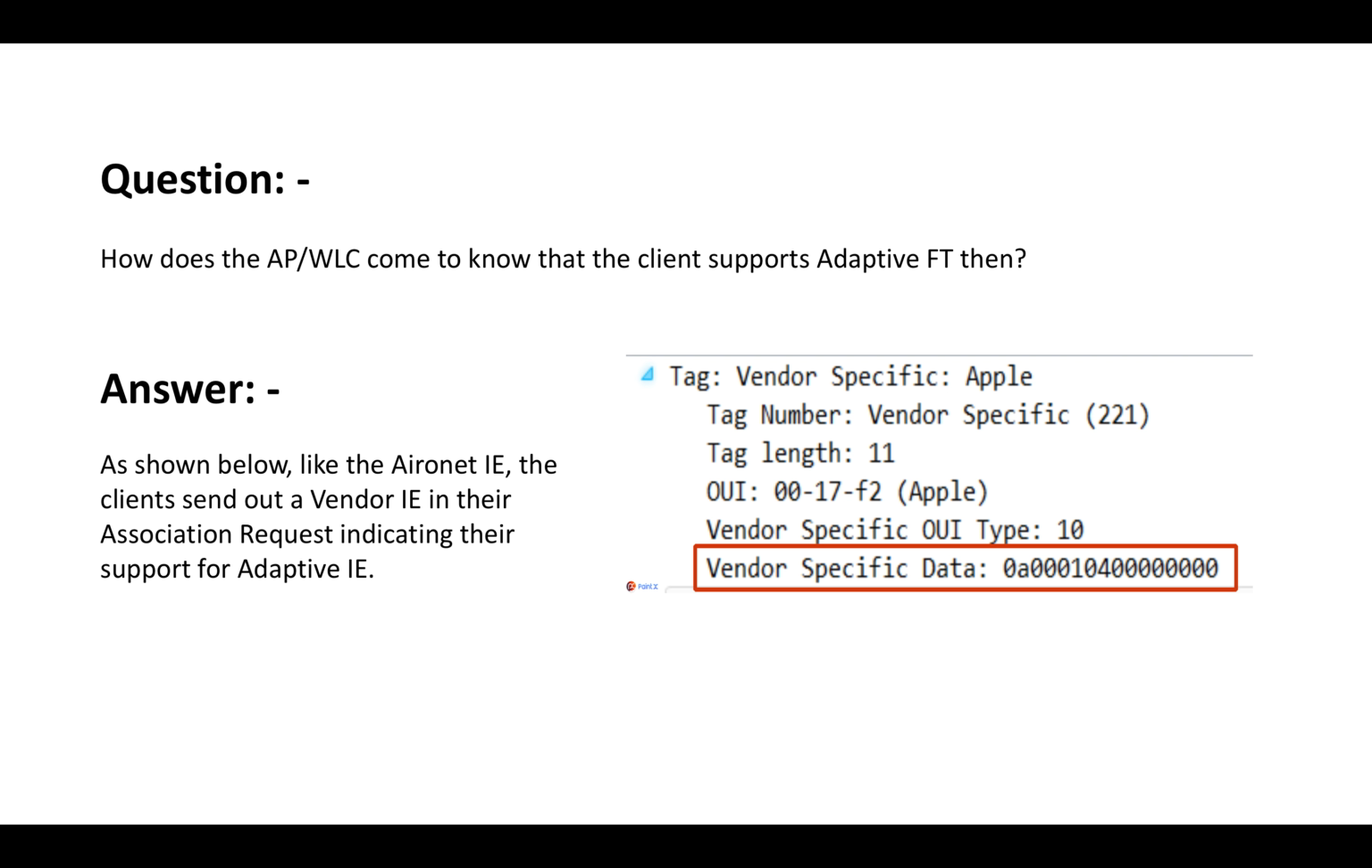How does the AP or the WLC come to know if the client supports adaptive FT? It's the same thing like we had earlier with the client device. The WLC or the AP sends out the AeroNet IE, and based on that and the mobility IE, the client comes to know that, yeah, there is adaptive FT that is supported. Similarly, on the AP or the WLC, you see vendor specific data, and based on that, they come to know that the client supports adaptive FT too.